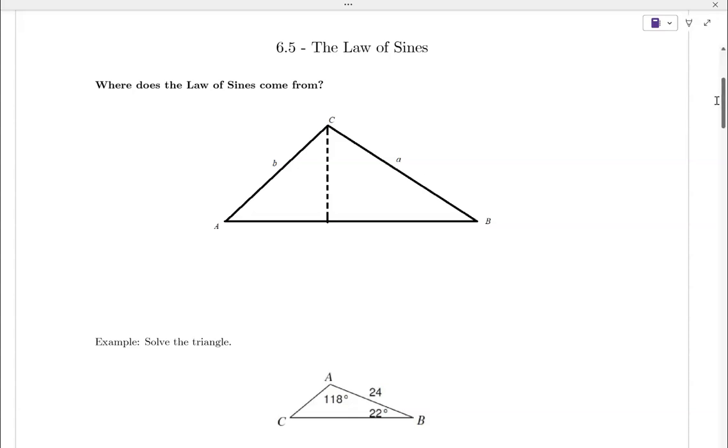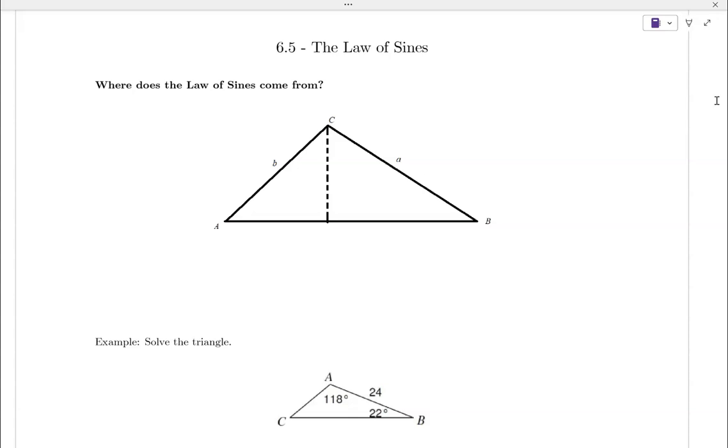Well, not every triangle is a right triangle, right? So we need ways to help us solve triangles, figure out missing pieces of triangles. Remember, that's what solving a triangle means: getting all the sides and all the angles. We're going to need to figure out other ways to help us solve triangles.